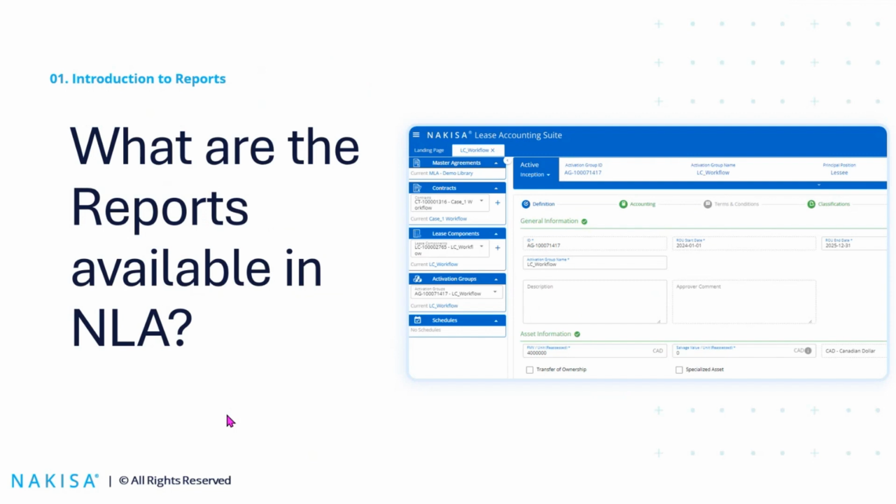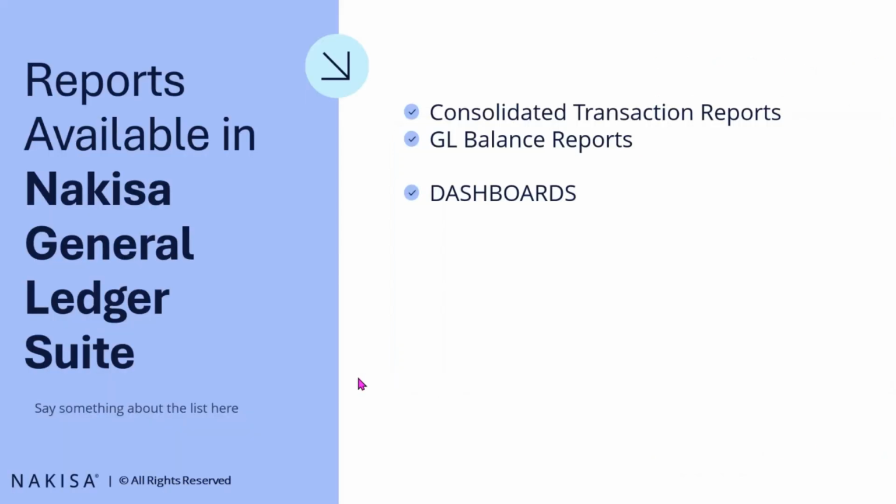So what are the reports available in Nakisa Lease Accounting right now in our latest version? We have reports in our general ledger suite, which are the consolidated transaction report and the GL balance report, and we'll see how we can use dashboards.